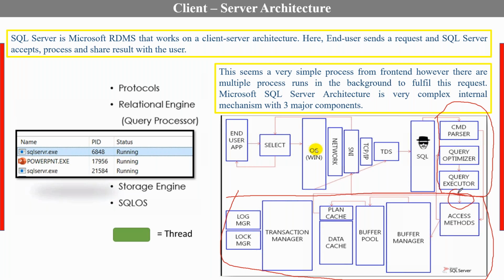In the relational engine, it is just processing your request. ODBC will work in the access methods. Using the access methods, the relational engine and the storage engine will interact with each other. Good. Any other questions?